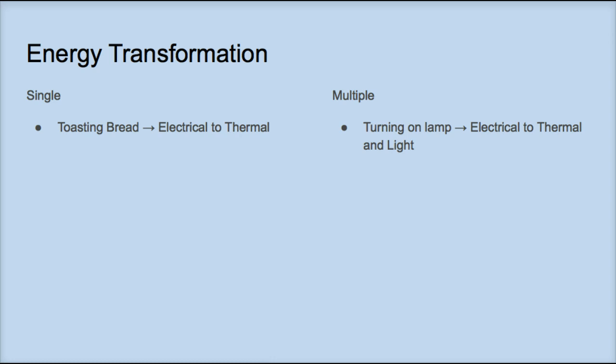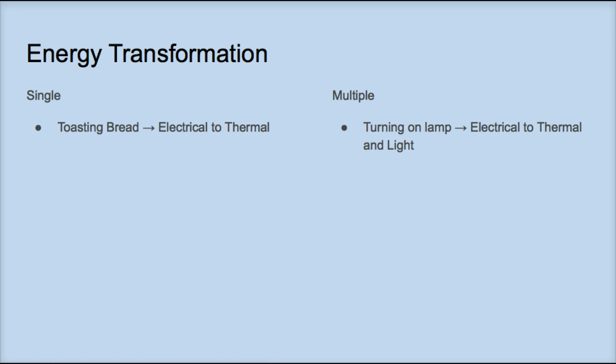Now that we have the types down, let's look at how they transform. Remember, the law says that energy can only change, but is never created or destroyed. We can have single transformations and multiple transformations. A single transformation is when we start off with one type of energy and it changes into another type. Look at the example of toasting bread above. To toast the bread, we first must plug in the toaster, then the electrical charge is changed to heat energy that helps to brown the bread.